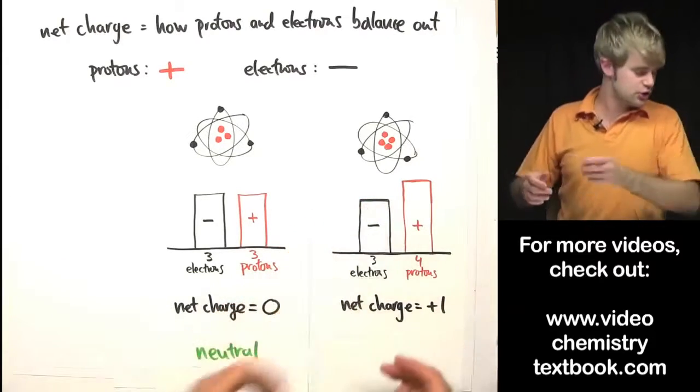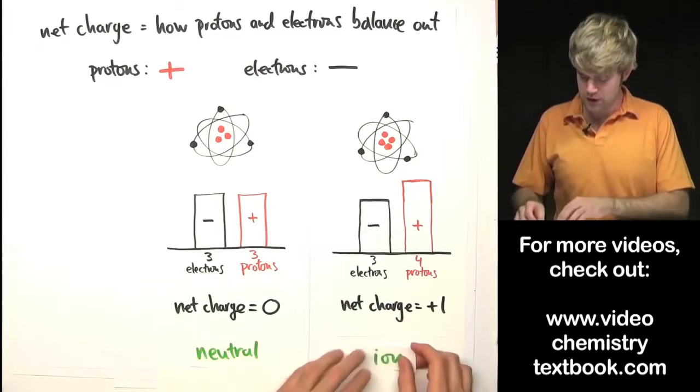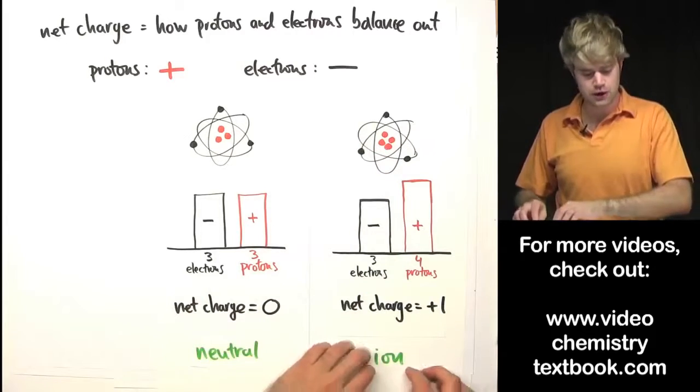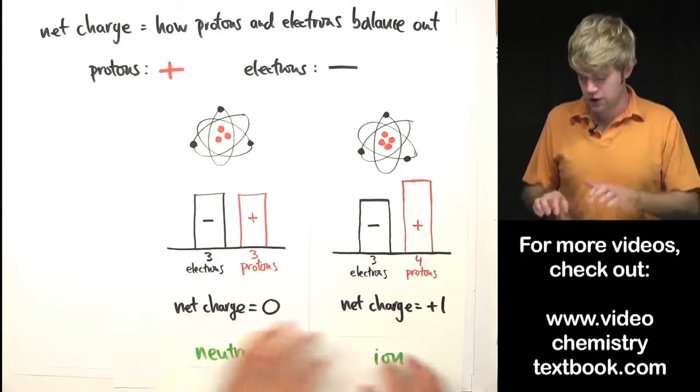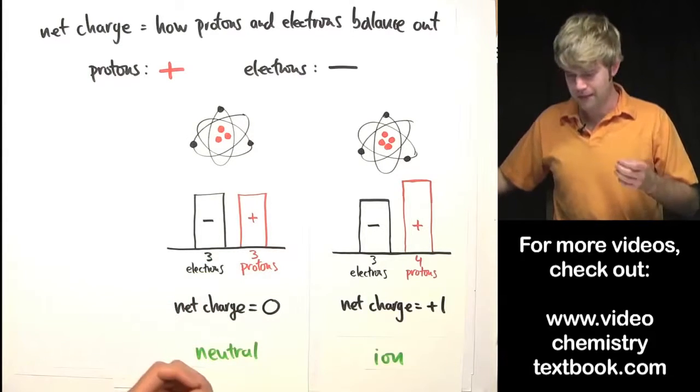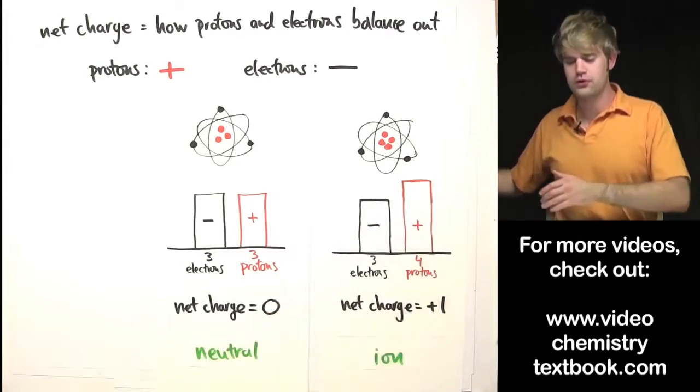Since our atom has a net charge, we give it a special name. We call it an ion. An ion is any atom that has a net charge. Neutral is what you call it if you don't have a charge. Ion is what you call it if you have any charge. Okay, this is where we have 1 more proton than electron.